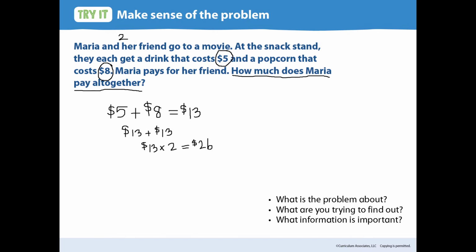We can also break that up a little bit more and say that there are 2 drinks at $5 each, so that's 2 times 5, and solve that. And then we can add that to the price of the popcorns. And there's 2 popcorns, and they are each $8.